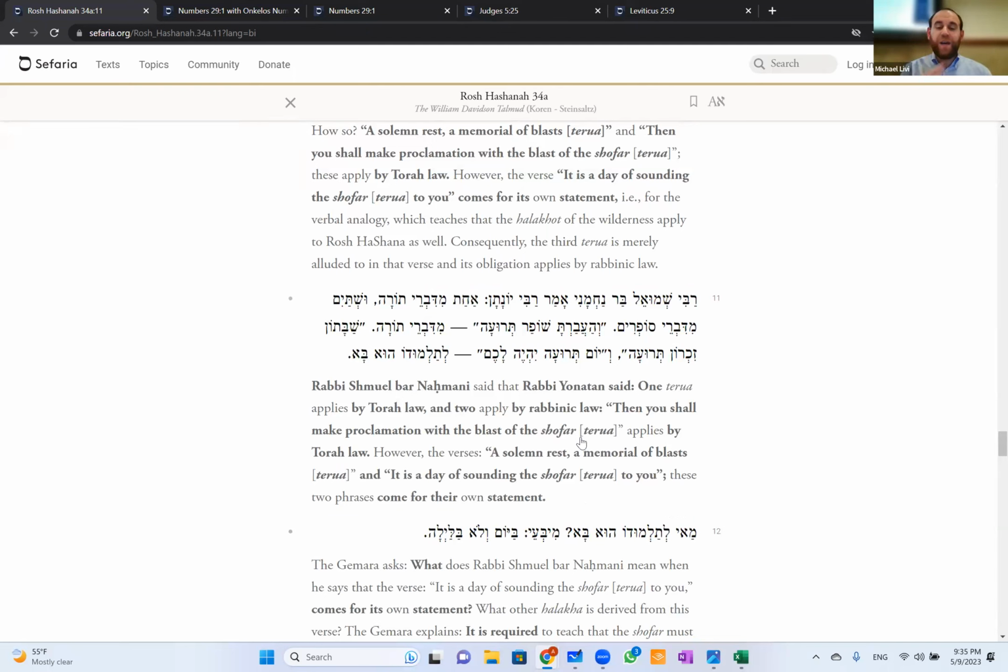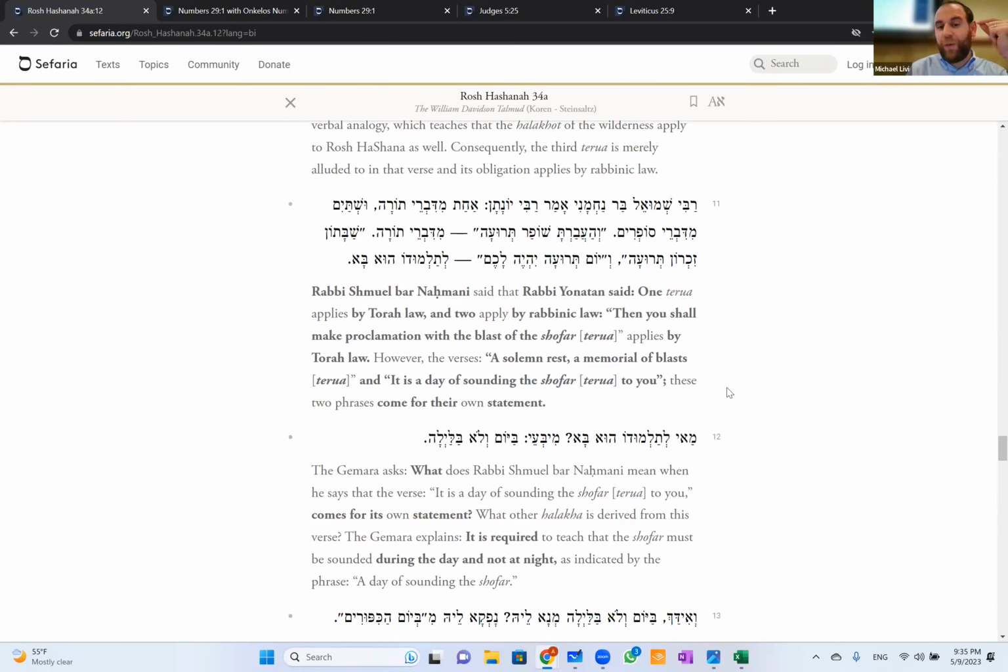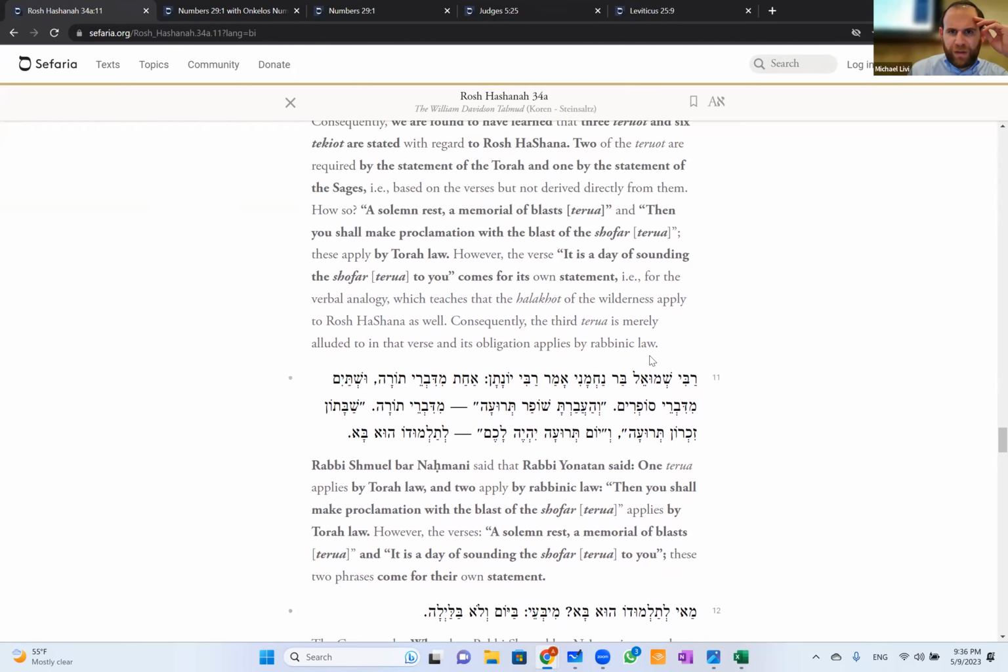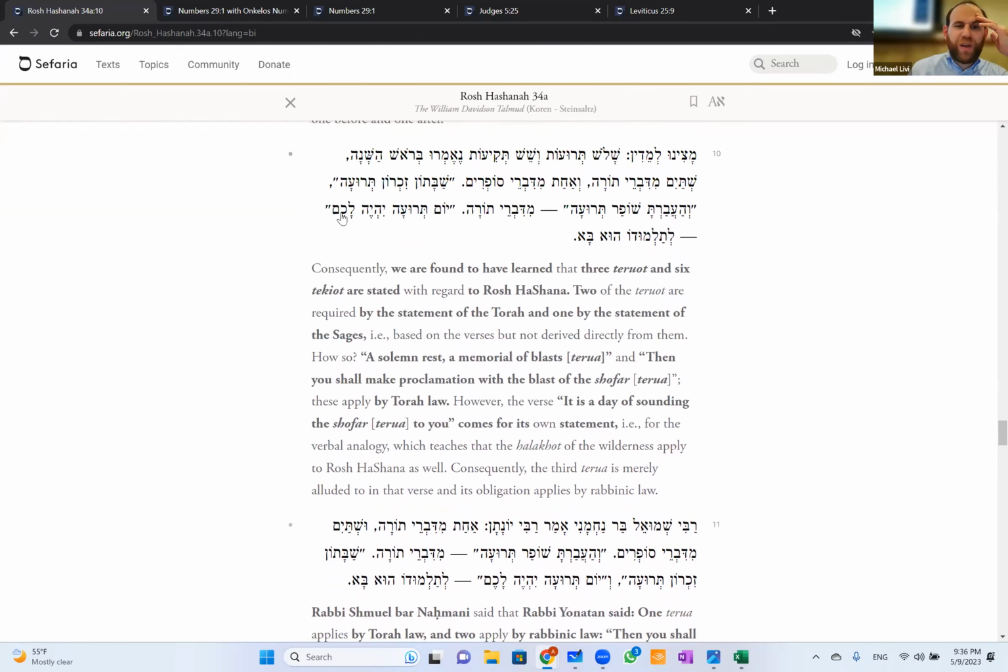So he's coming to say you have these two sections from the Torah, and you have a third one that's coming more from the rabbis, and one of them is coming to teach you something else also. "Yom teruah yihyeh lachem" is actually coming to teach you something else. The l'talmudo ba: I'm learning something else from that phrase. What are you learning from that phrase? Sorry, did I skip? Yeah, I skipped a little bit. Sorry. Yes, "yom teruah yihyeh lachem," the l'talmudo ba. That line, I'm going to learn something else from it.